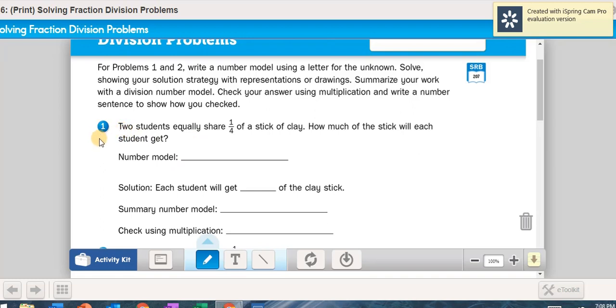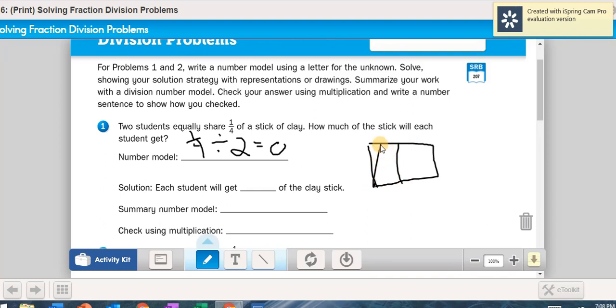Number 1 says 2 students equally share 1/4 of a stick of clay. How much of the stick of clay will each student get? So we're going to start sharing our 1/4 piece of clay. We're going to divide that up by 2 students, it told us. And we need to give a letter for the unknown, so I'm going to use C for clay. And I'm going to draw my stick of clay, but I'm going to make it look like this to make it easier. And I need to show fourths.